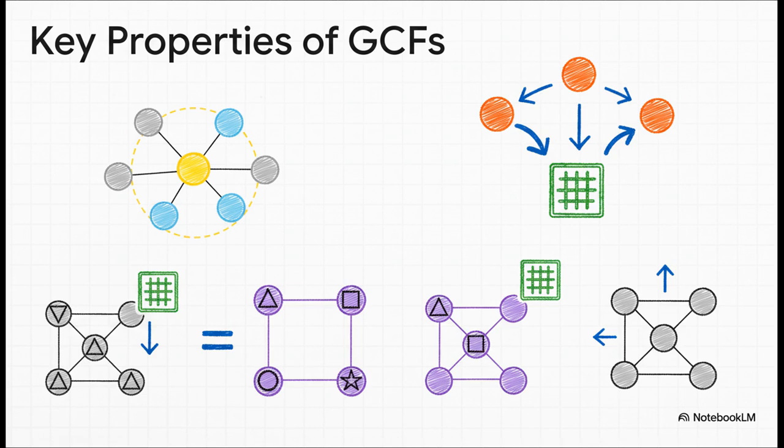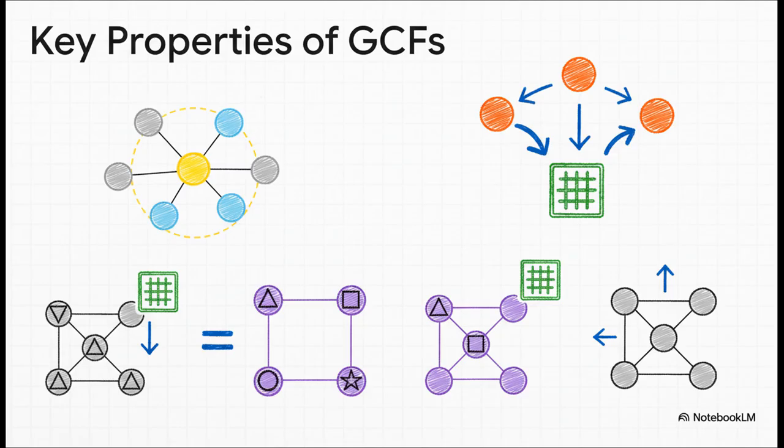This design gives GCF some incredibly useful properties for any researcher. They're local, meaning the math for one node only depends on its k-hop neighborhood. That's perfect for distributed systems. They use parameter sharing. That same small set of weights is used for every single node in the whole graph, which is what makes them so scalable.